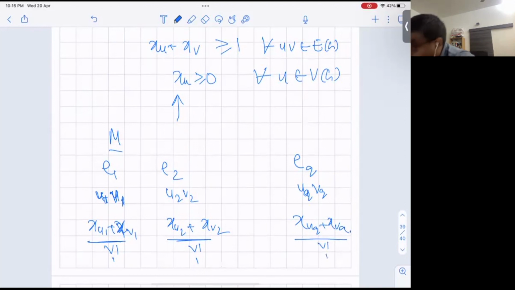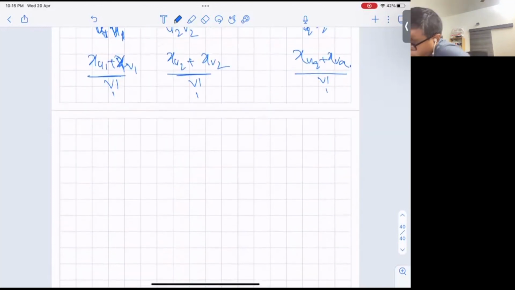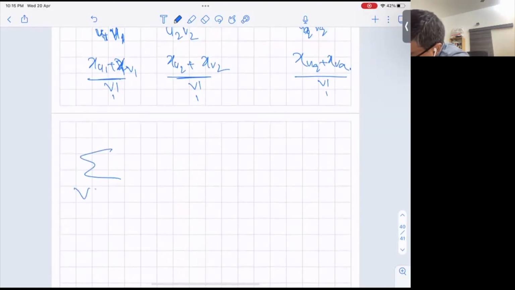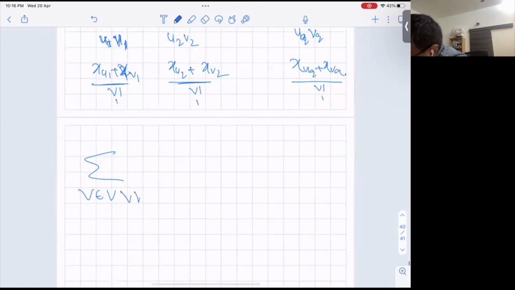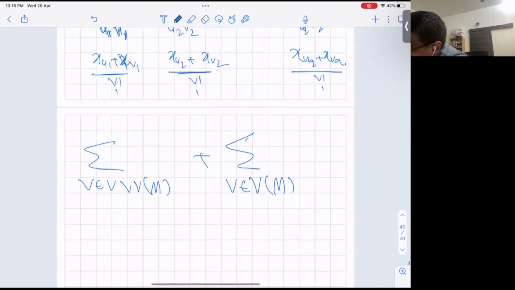But what do you know about this? These are vertex disjoint, right? Now, what is the summation? Summation is over all v in V. So it also has the summation over v in V(M) plus the summation over v in V(N), and then you add. What is this basically?